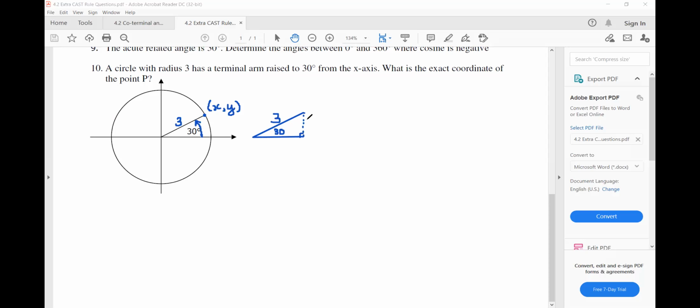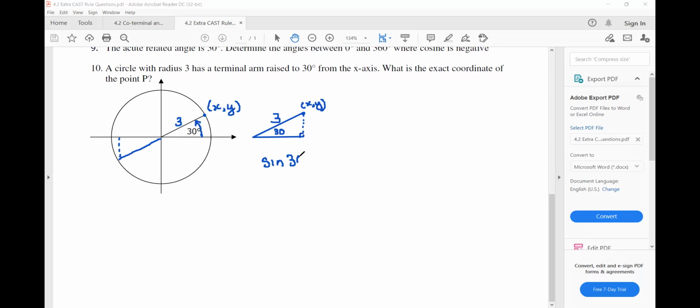Well, in this one, you don't even have to do too much cast rule. Even a question like this, don't feel like you have to force your way into using cast rule. Maybe you would have to if I was giving you a question like if it was in quadrant 3 or something like that. But in this particular case, it's easy because it's in quadrant 1. You don't have to worry about negative values or anything.